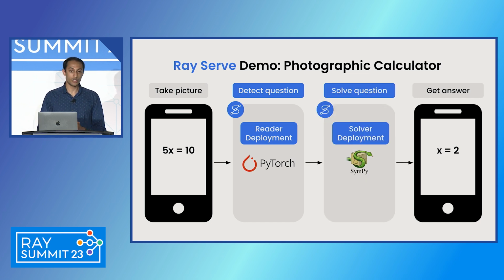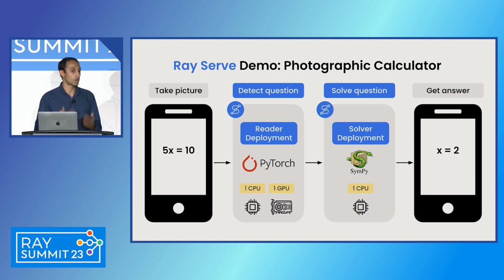The solver is going to be running SymPy. SymPy is Python's symbolic solving library. It can take in text of an algebra expression and actually solve that problem and give us our final answer. This is a pretty interesting application because the reader deployment and the solver deployment have very different hardware requirements. The reader is going to be using a CPU in order to load the image and do some pre-processing. But it also needs a GPU in order to run the model efficiently.